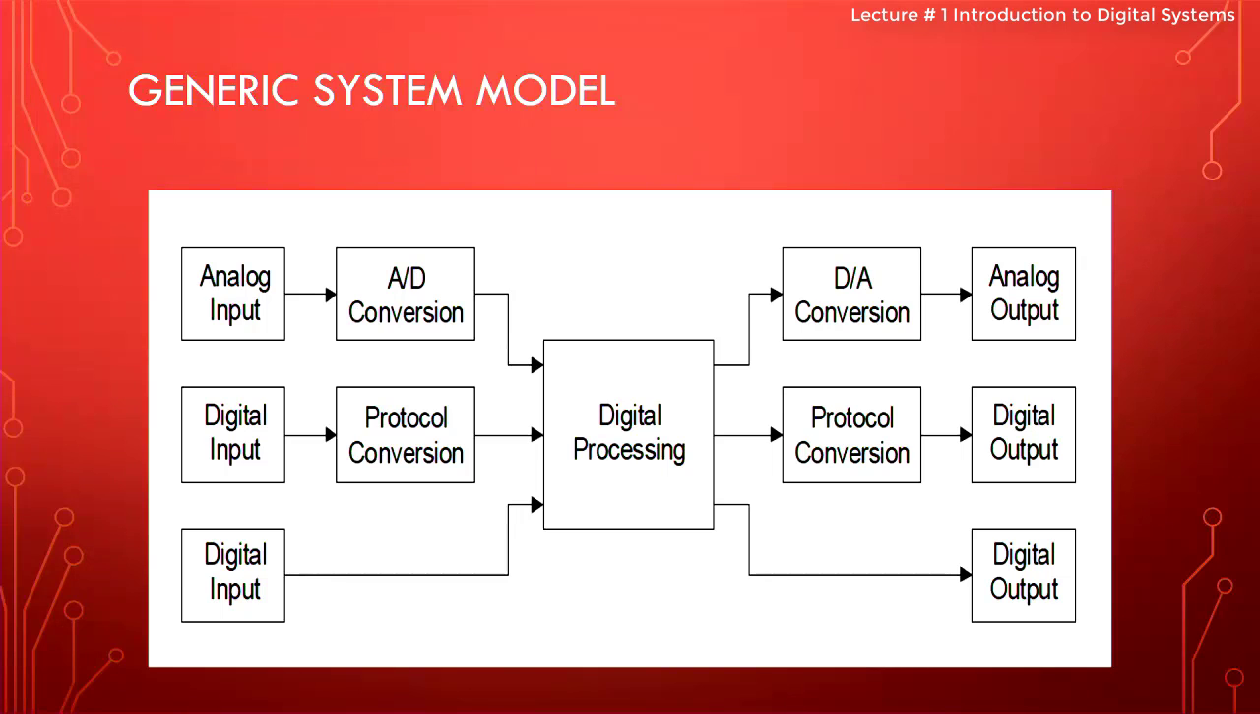Here's a generic system model. Analog inputs are mostly going to be sensors. Any kind of sensor is going to give you an analog input, usually in the range from 0 to 5 volts, but some are low power mode that you will use for some of your microcontrollers. They'll go from 0 to 3.3 volts. Okay, what are the digital inputs here?